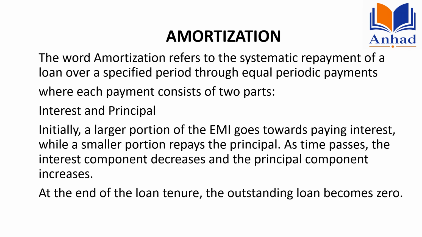The word amortization refers to the systematic repayment of a loan over a specified period through equal periodic payments, where each payment consists of two parts: interest and principal. Initially, a larger portion of the EMI goes towards paying interest, while a smaller portion repays the principal. As time passes, the interest component decreases and the principal component increases. At the end of the loan tenure, the outstanding loan becomes zero. So, amortization is the process of gradually reducing a loan balance by making regular payments that include both principal and interest until the loan is fully repaid.